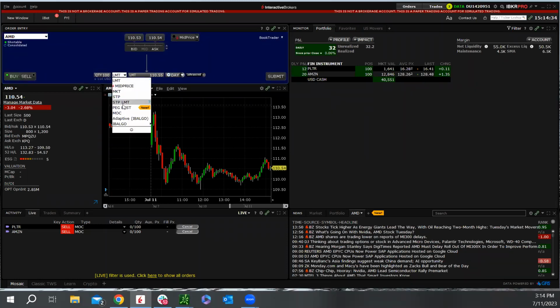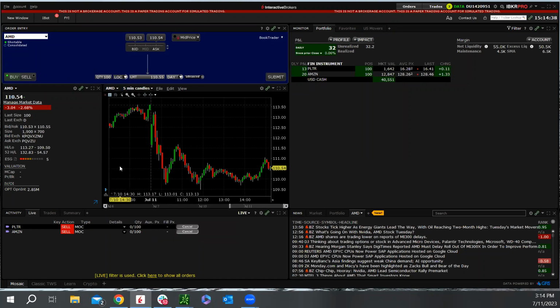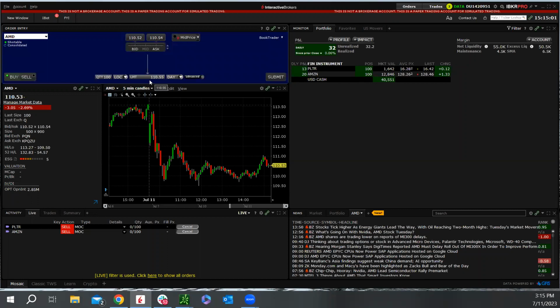Now I'm looking at the limit on close. So that's right here, limit on close. And I want to buy it if it is at or below, I'm sorry, I said 112.75. Okay. So right now it's at 110.55, and let's say I think that is a good value, but I don't want to pay any more than 112.75. So I can put this in.